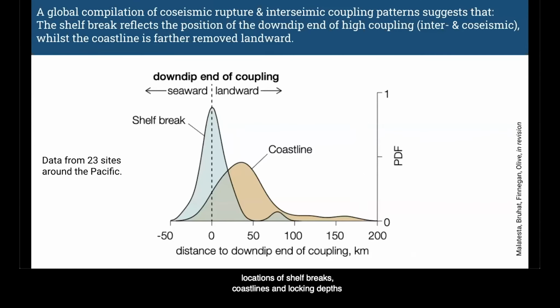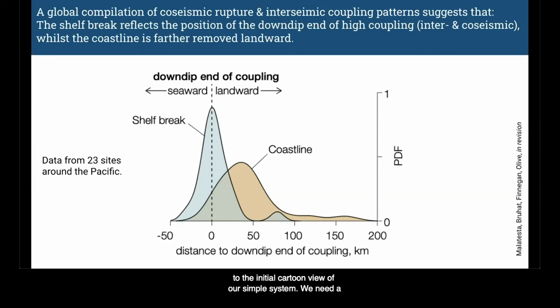To investigate that, we compiled the locations of shelf breaks, coastlines, and locking depth around the Pacific, and we see a systematic collocation of the shelf break with the down dip end of coupling, with the coastline offset landward. This is represented in the figure on the x-axis. You see at 0 the position of the down dip end of coupling, and in blue the average distribution of shelf breaks clustered above this down dip end of coupling, and in orange the position of the coastline removed landward from it.